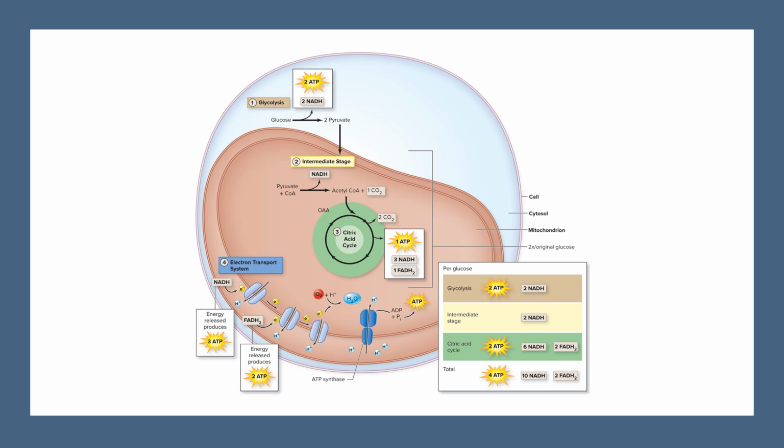The third phase is the citric acid cycle or Krebs cycle. The location is within the mitochondrial matrix. And the process is a series of enzyme catalyzed reactions. 4 CO2 molecules are released per glucose molecule. 1 ATP molecule is formed per turn.